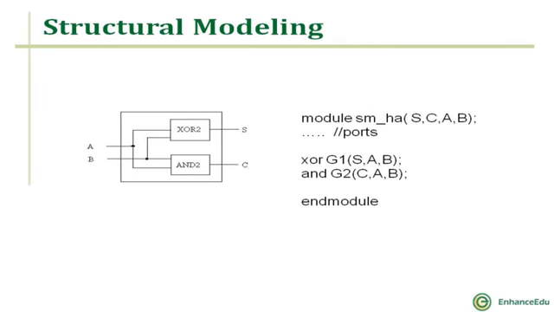In case of the structural style of modeling, I basically look at the half adder as an interconnection of one 2 input XOR gate and one 2 input AND gate. As you can see, the structural model is very easy to implement. You need to find out what kinds of gates are being used and how they are connected.